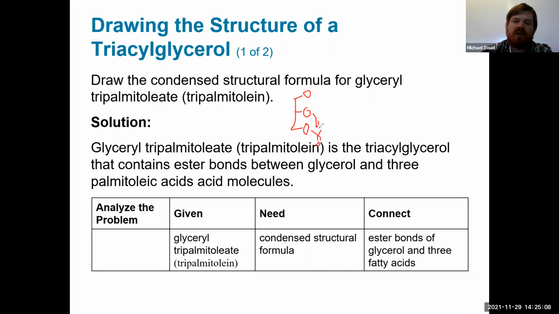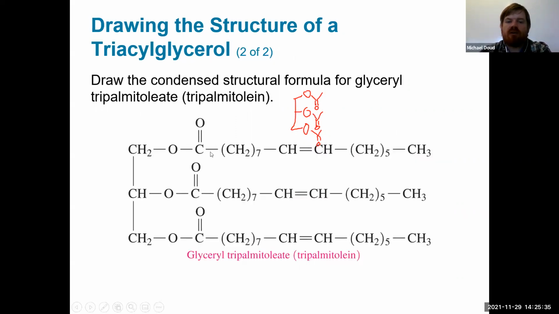Okay, so you start from here, and now each of them is going to be esterified to your fatty acid. So they're each going to have this oxygen bonded to a carbonyl, just like that. And the chain of the fatty acid is going to be determined by whichever fatty acid is actually involved in the ester bond. So here it's tripalmitoleate, so that means it's palmitoleic acid. If we check that out in our notes, we know that's 8 carbons followed by a double bond, followed by another 6 carbons after.